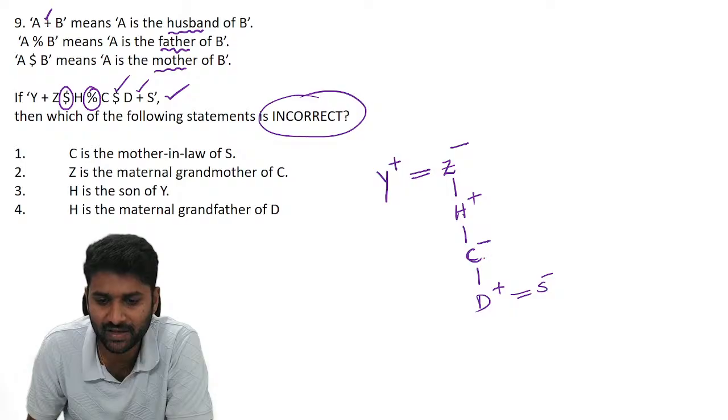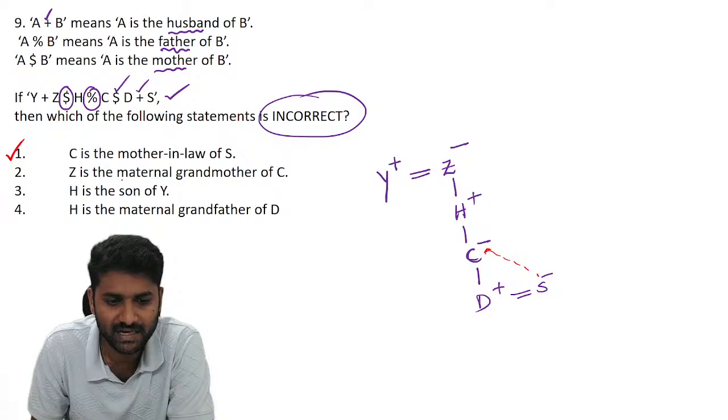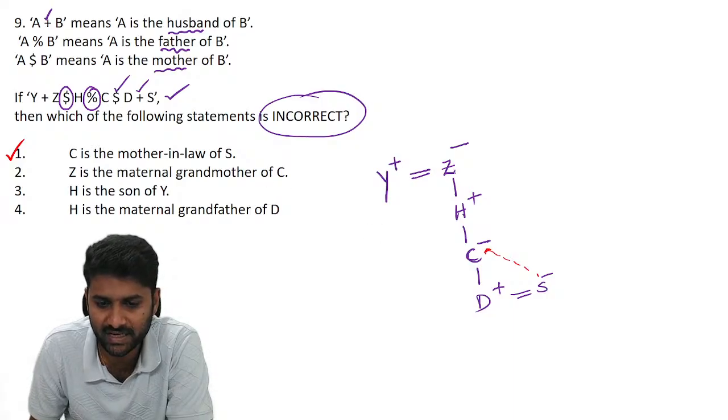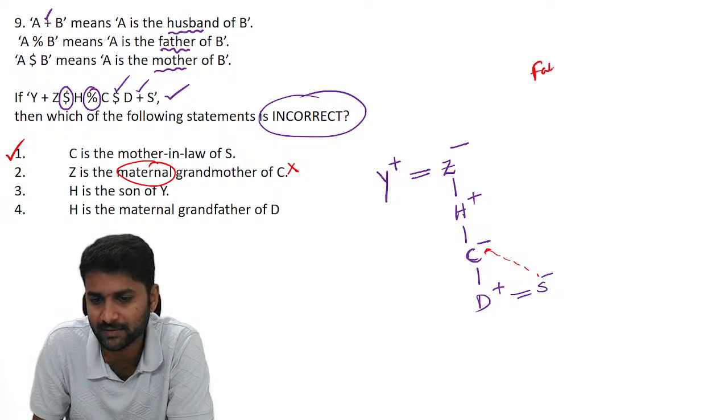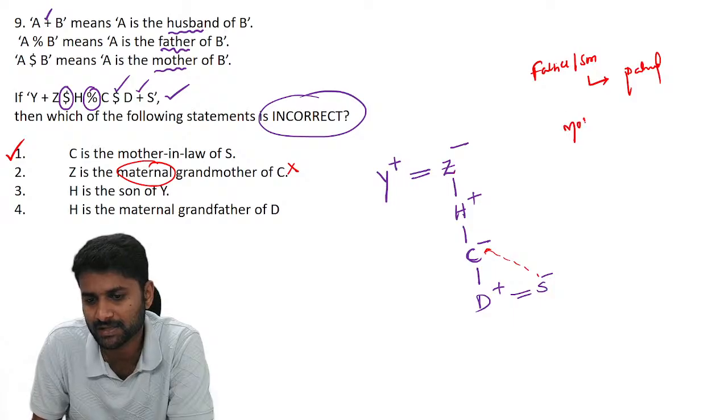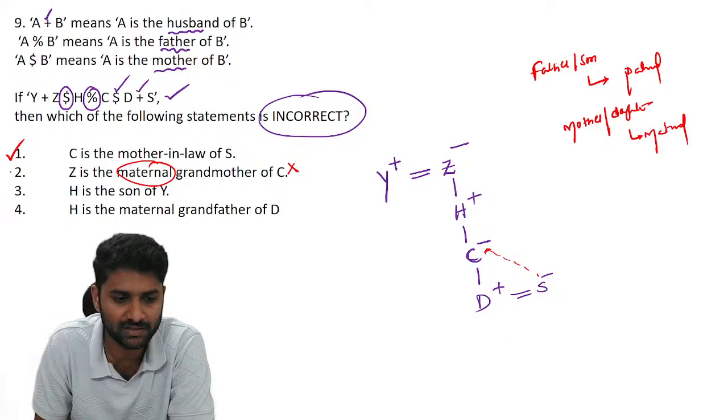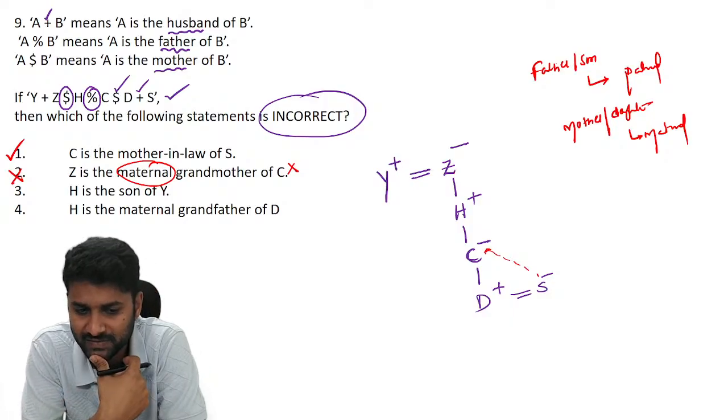C is the mother-in-law of S. So definitely C is the mother-in-law of S. It's a correct one. Z is the maternal grandmother of C. It is wrong. Why? Because Z is the paternal grandmother. Father's mother is all about the father's side. Any relation you get through father or son is a paternal relation. If you get any relation through mother or daughter, it is a maternal relation. So here, Z is the maternal grandmother of C is incorrect.